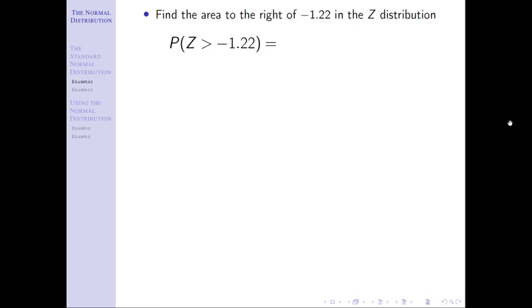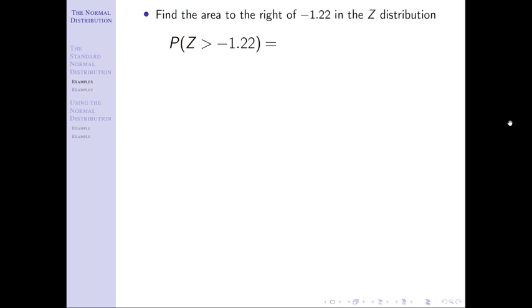So if I were to just draw the picture, I would draw a bell curve, find negative 1.22 on there, and then I want the area to the right of that. Notice because it's a z, my bell curve would peak, that middle would be 0 because the mean is 0. And we know in symmetric distributions, the mean, median, and mode are all the same. So my line would be to the left of 0, and then I would shade to the right.